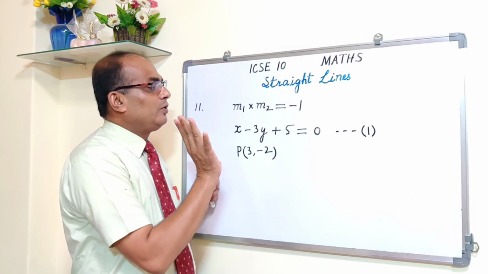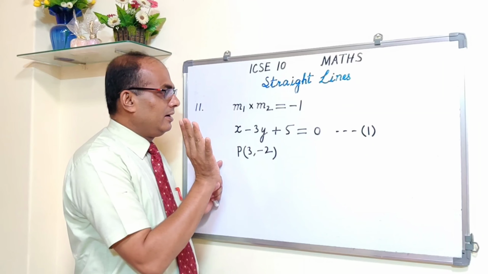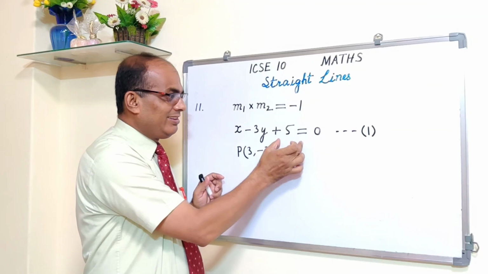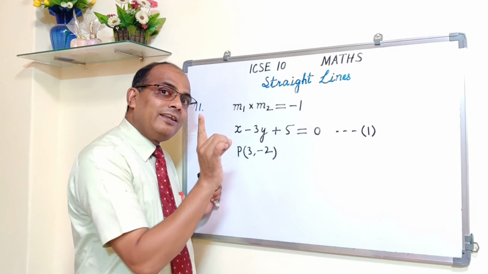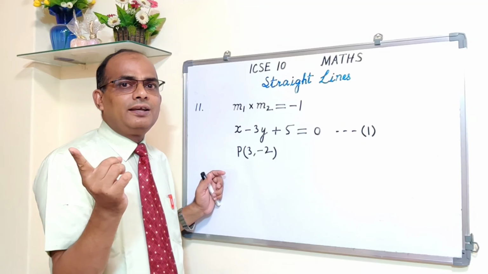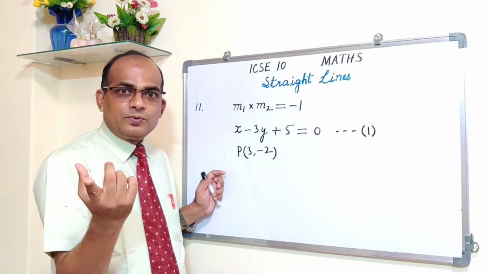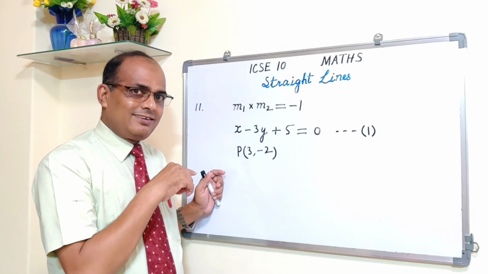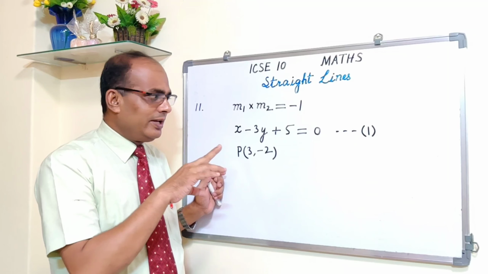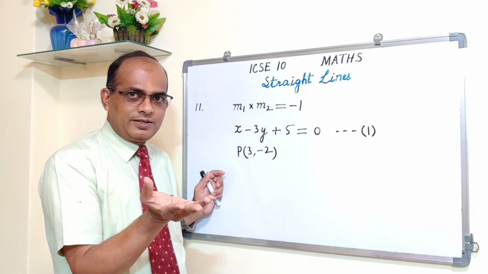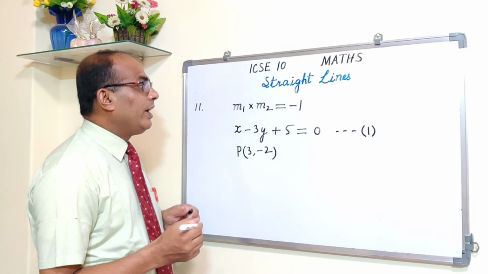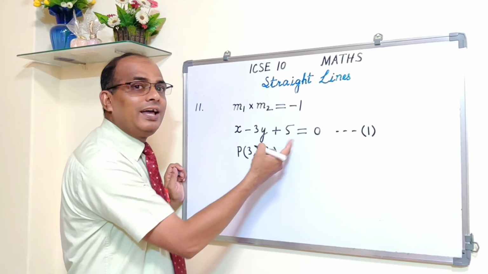Suppose the slope of this line is m1 and the slope of the required line is m, anything you can take. Last time I took m1 and m2. Now today I am going to take m1 and m. Is that fine? So let m1 be the slope of the line 1.